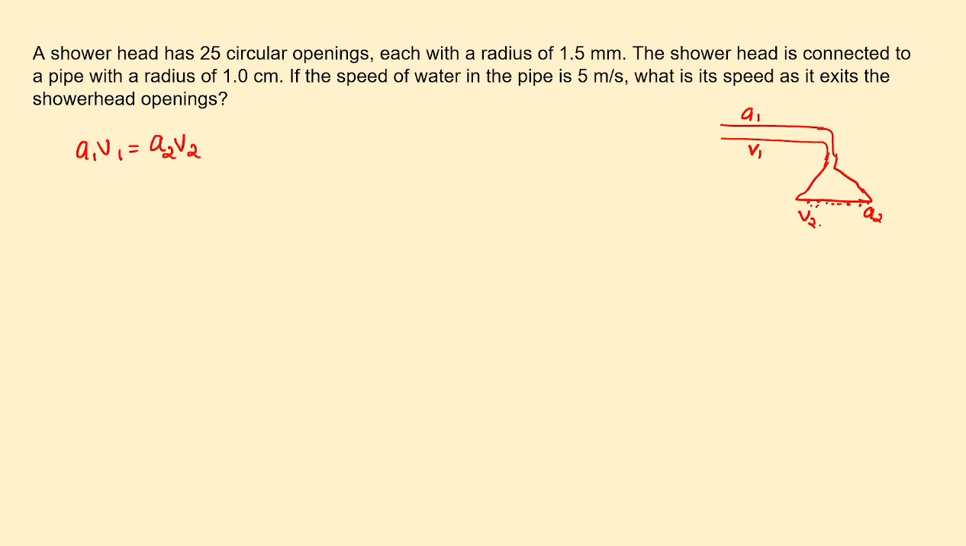Here we have the value of A1. A1 is the area of cross-section of the pipe, that is pi r1 square. What is r1? 1 centimeter. When converted into meter, it is 10 raised to minus 2, square. So that is A1. V1 is already given, that is 5 meter per second.